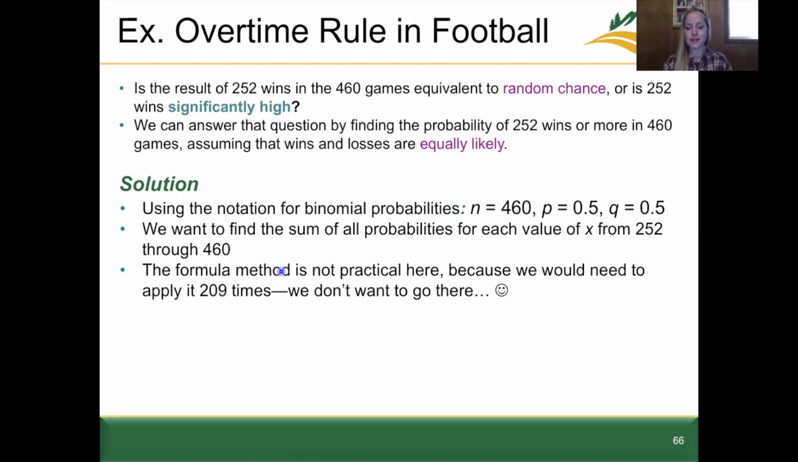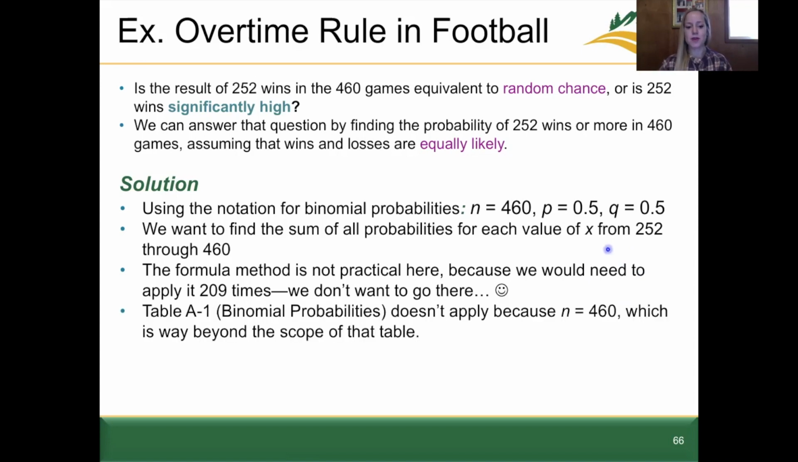Because that's the information we're looking for here in this question, the formula method is really not practical, because we don't want to plug in 252 for X, and then 253 for X, and then 254, etc. So because we don't want to do that, really our best bet is to use Excel. That's method number 2. We'll do an example with method number 3, where we use this table A1 in your textbook. We can't even use the textbook table here because n is equal to 460 doesn't fit in the scope of that table. So now we get to use Excel here. That's really the best method for this problem that we're looking at.